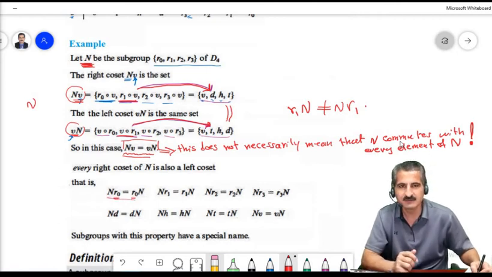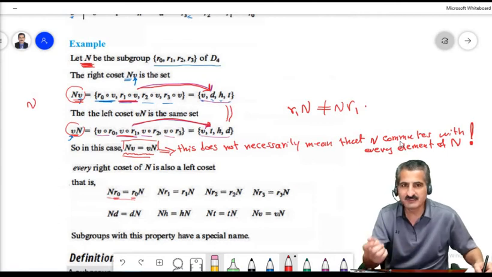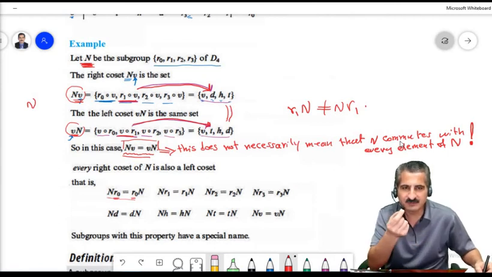Okay? But the opposite is not true. If the element commutes with every element of N, then the left coset equals the right coset.